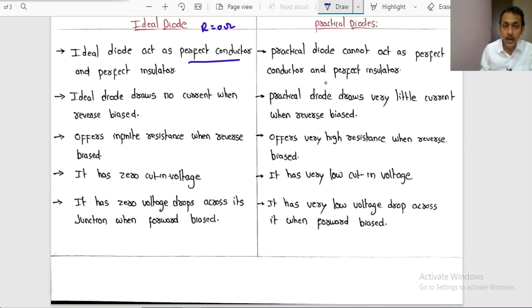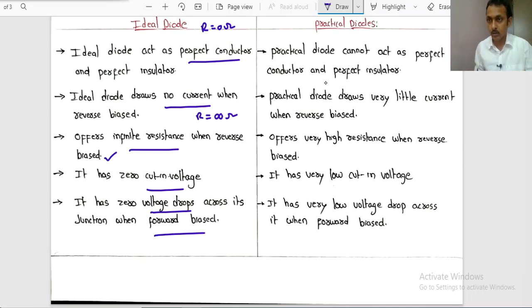Now, if it is an ideal diode under reverse biased condition, there should not be current drawn. So what do you understand, that under reverse biased condition, the resistance must be infinite ohms. So it offers infinite resistance when it is reverse biased, and it will have zero cut-in voltage. And also, there won't be any voltage drop across the junction when it is forward biased. There won't be any internal resistance. So there won't be any voltage drop due to the flow of current through the diode.